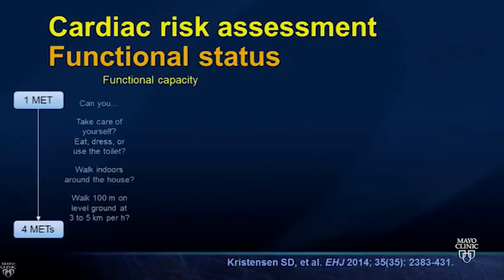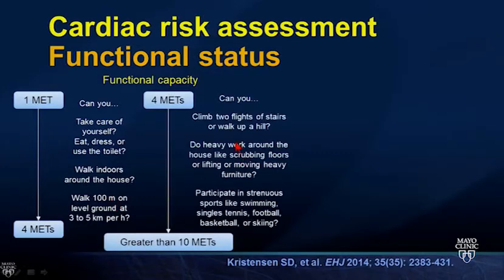Another way to look at functional capacity is this paradigm. If a patient can do basic activities of daily living, eating, dressing, using the toilet, that's about 1 or 2 METs. Walking around the house, walking on level ground is about 3 to 4 METs. As we just discussed, climbing up 2 flights of stairs or walking up a hill is 4 to 5 METs. Sexual intercourse actually falls in this category as well.